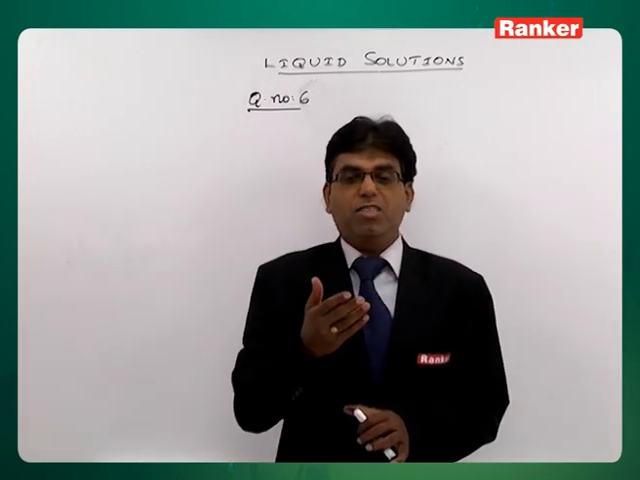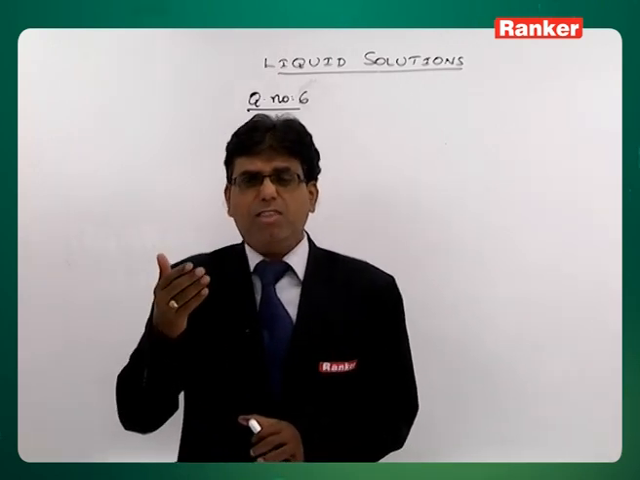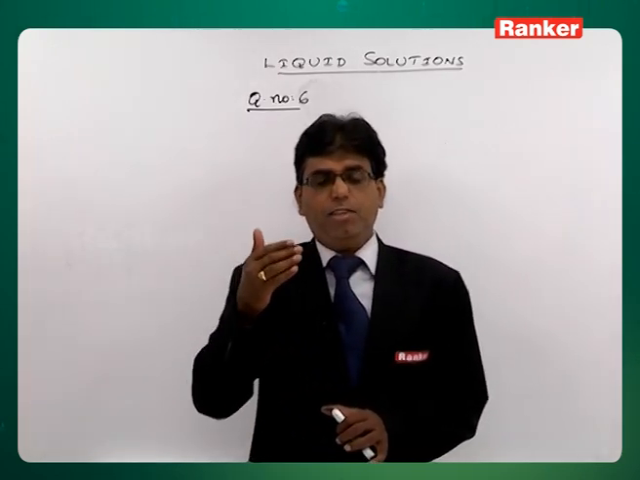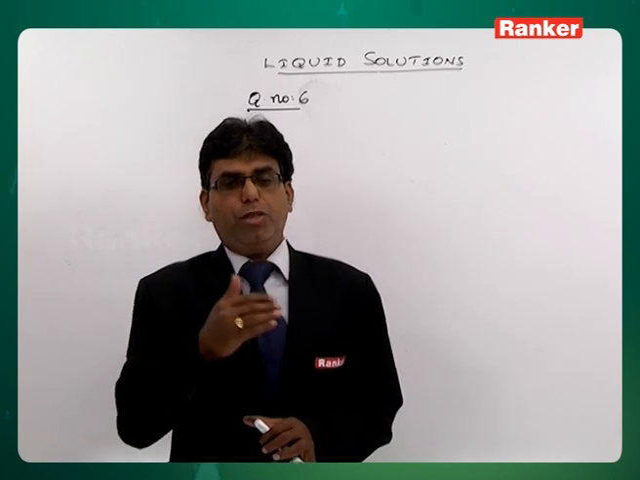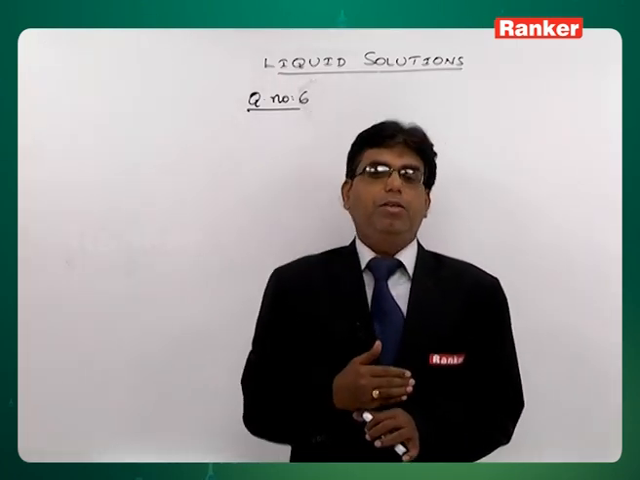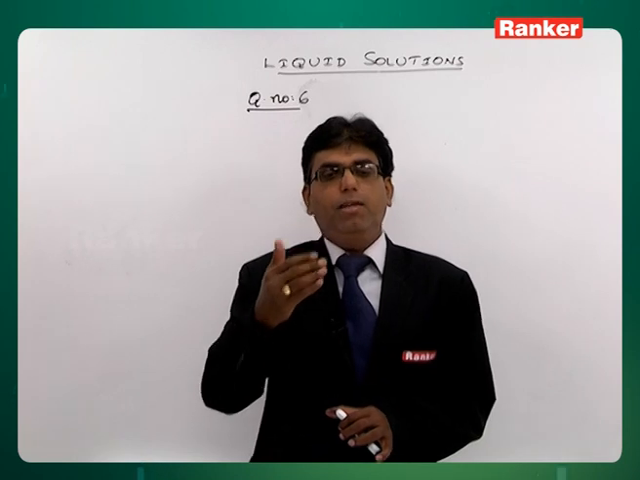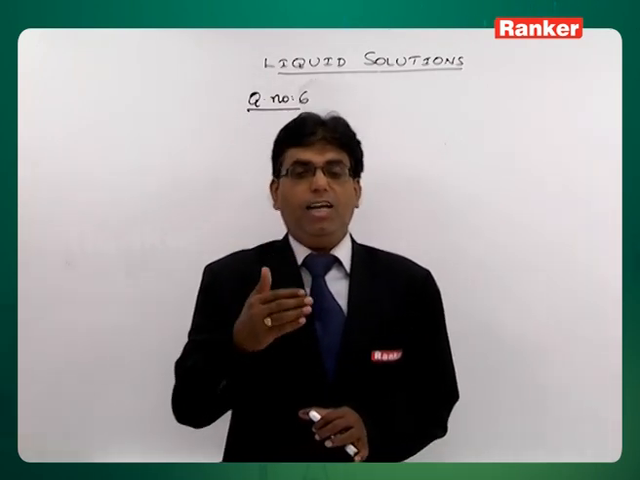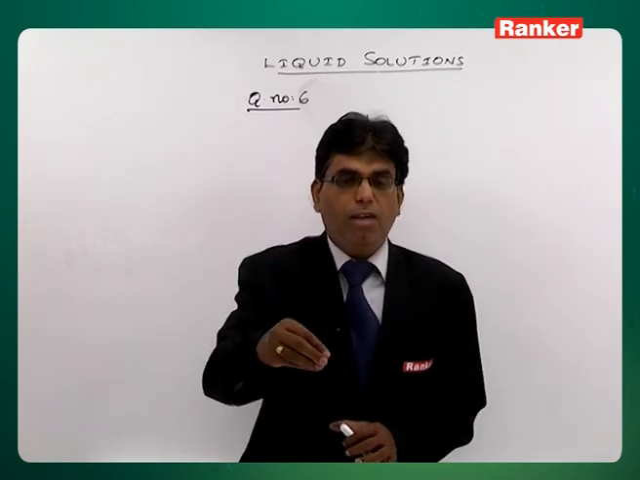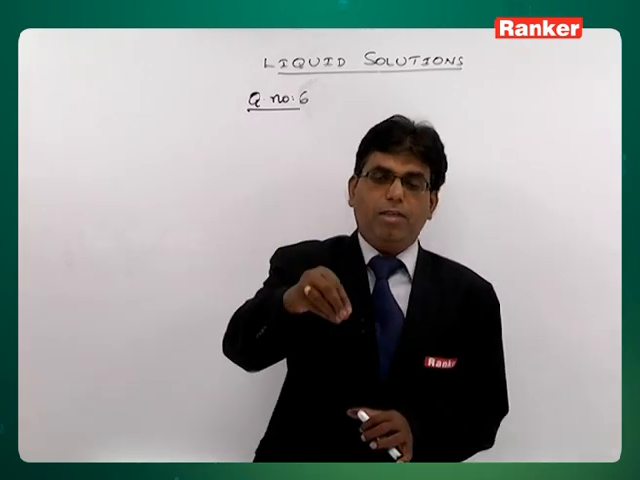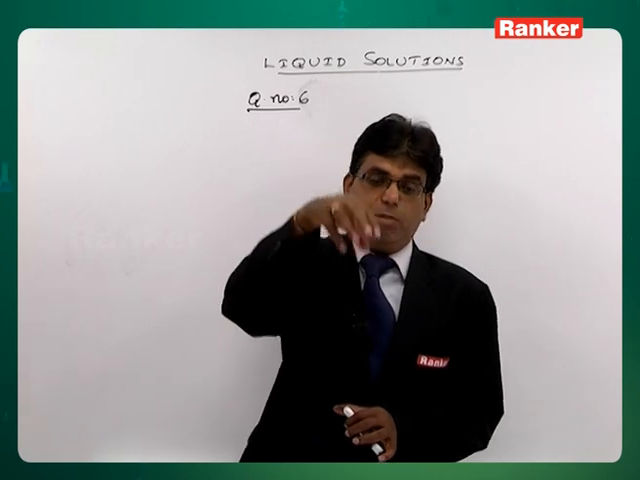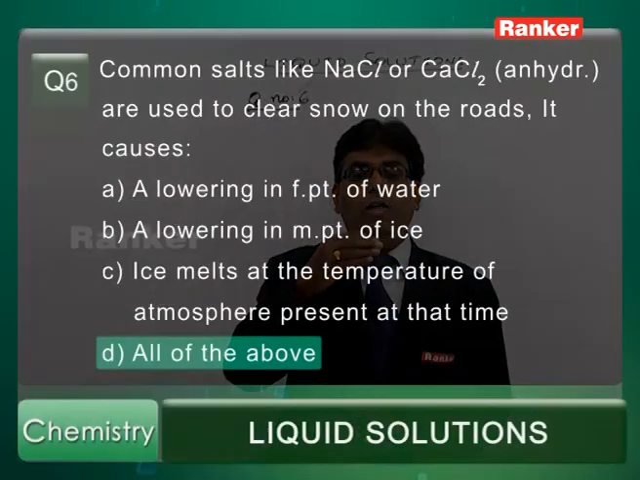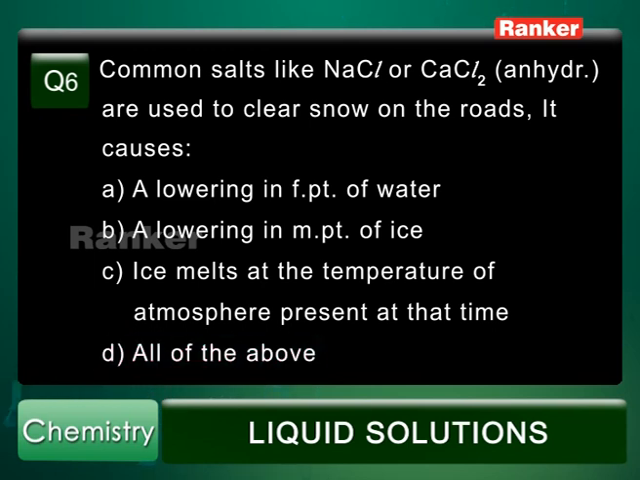The other way that we are saying is, ice melts at the temperature of the atmosphere present at that time. So, by adding that, either we are lowering the freezing point, and we see that ice melts at that particular temperature, whatever the temperature that is existing at that particular pressure. So, A, B, C are all correct answers. So, the correct option must be option D.